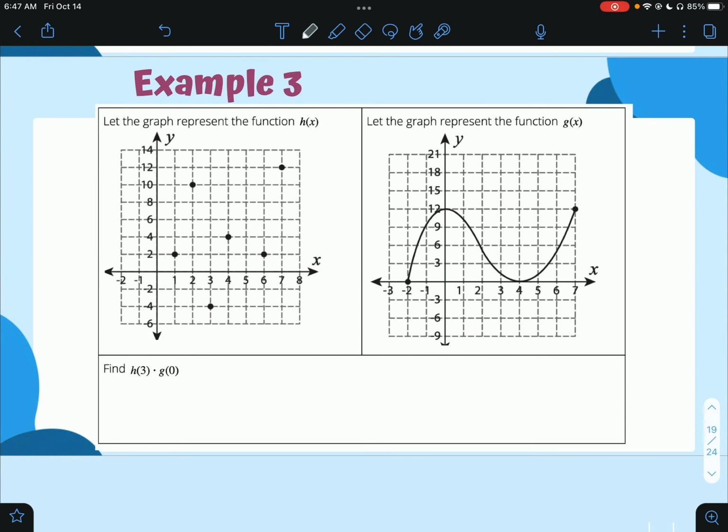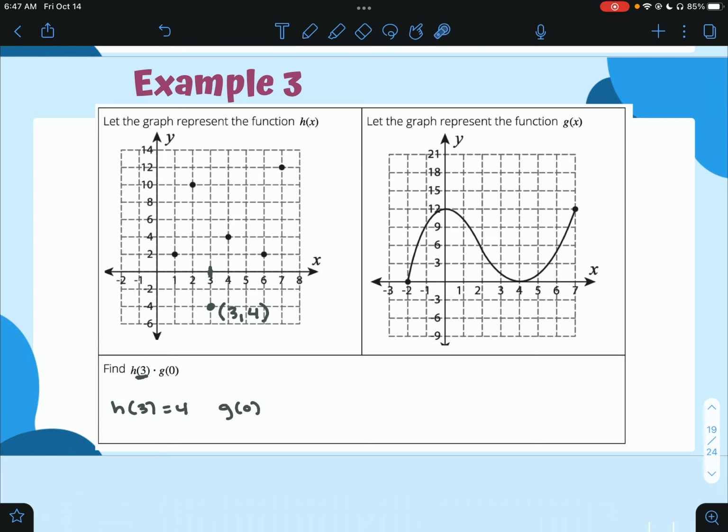A graph is the same idea. You find the input and then that will give you the output. So H of 3, notice the graph to the left is H. So we're going to find where X is 3, which will be right here. The point that exists right there is this 3, 4. So H of 3 equals 4.